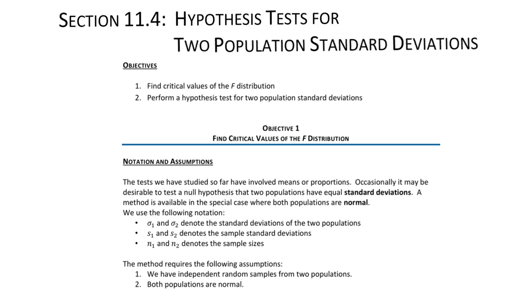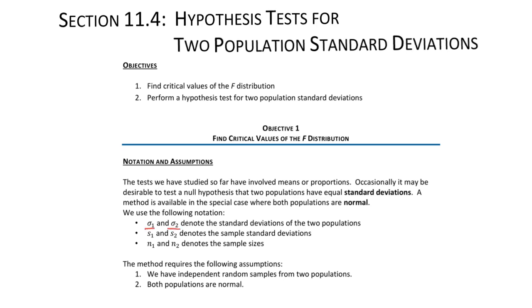In this section, you are going to learn how to find the critical values of the F distribution and perform the hypothesis test for two population standard deviations. The test for two standard deviations is sensitive to the assumption of normality. So if the populations differ even slightly from the normal, this test should not be used. First, look at the notation and assumptions.